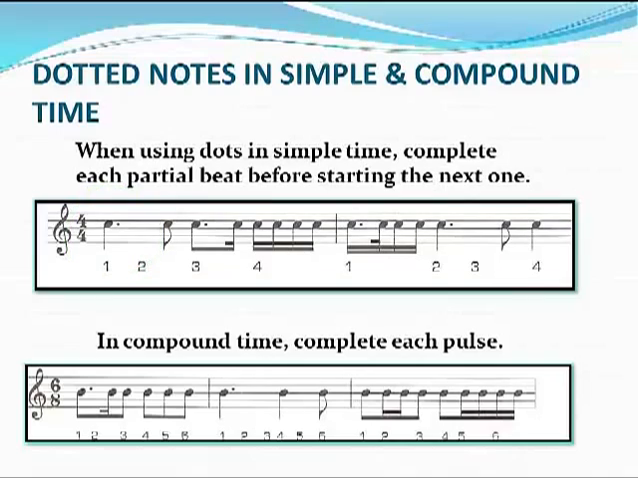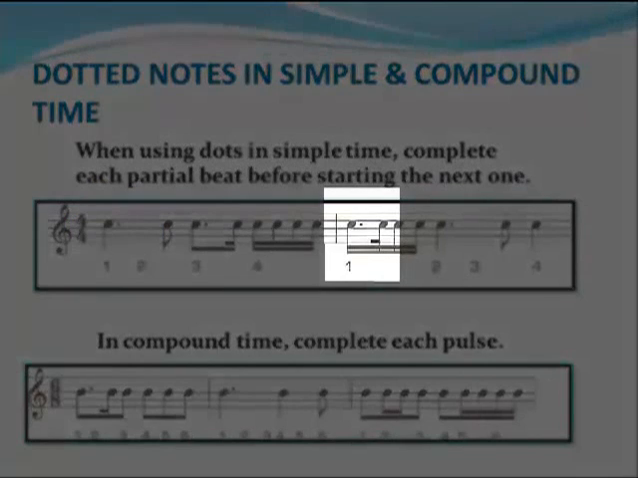In the second measure, we have a dotted 16th note. If we divide the 16th note in half, we have 2 32nd notes. Therefore, the dotted 16th note is equal to a 16th note plus a 32nd note.